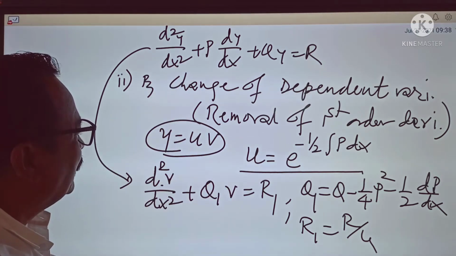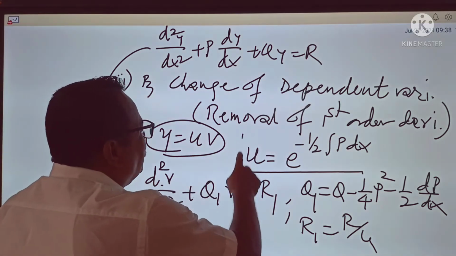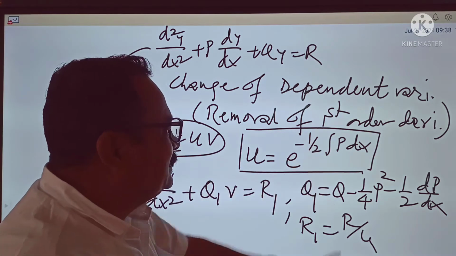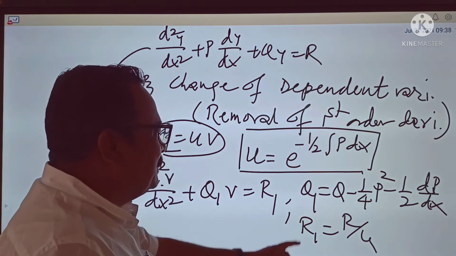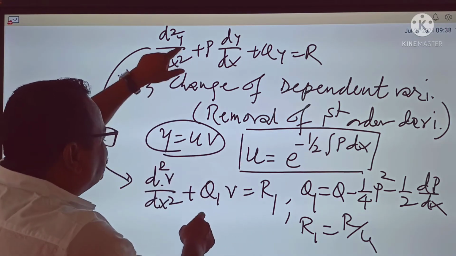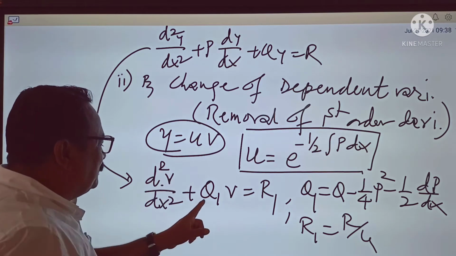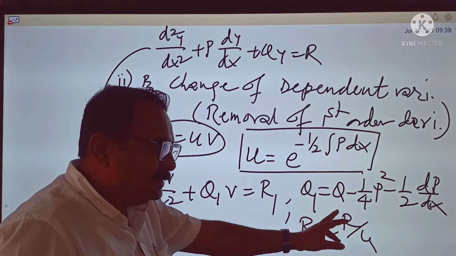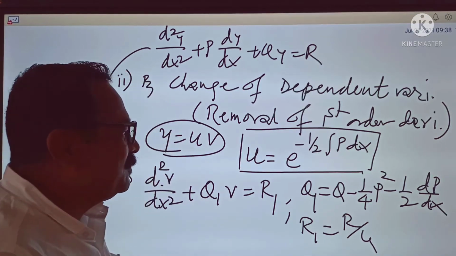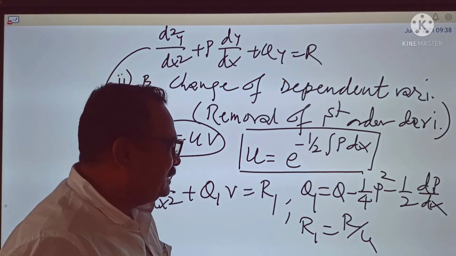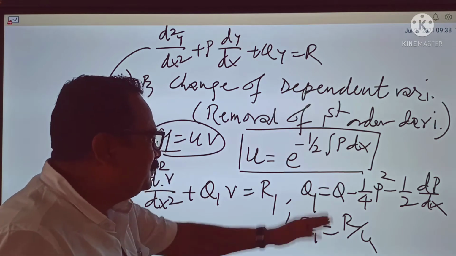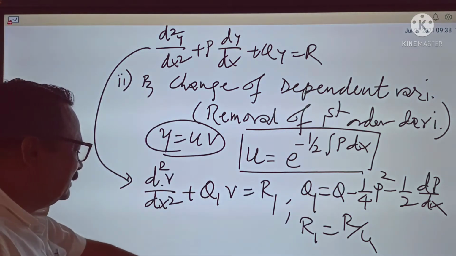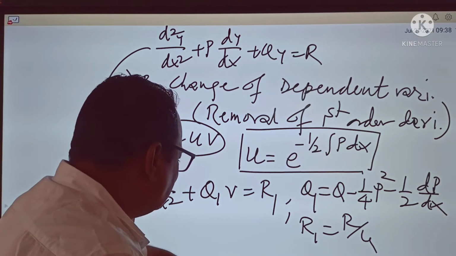What we have to remember is, in case of change of dependent variable, the value of u is e raised to minus 1 by 2 integration of p dx. That equation becomes d2v by dx square plus q1v is r1, where q1 is q minus 1 by 4 p square minus half of dp by dx, and r1 is r upon u, whatever may be the u. Okay. So maybe it is asked in the MCQs, no problem.